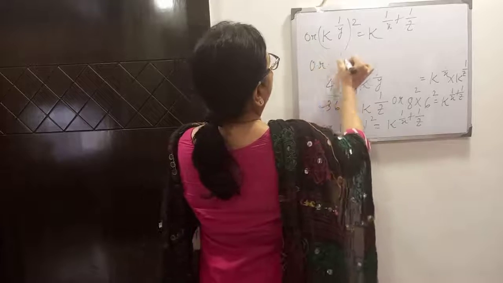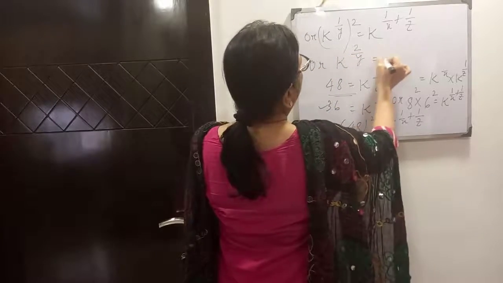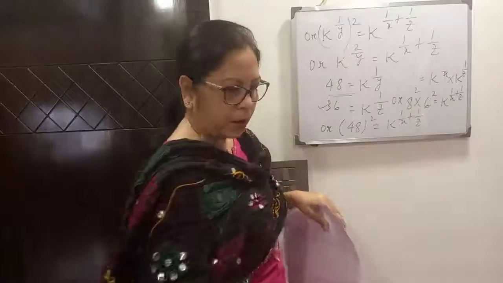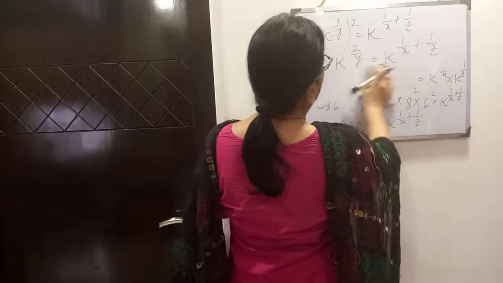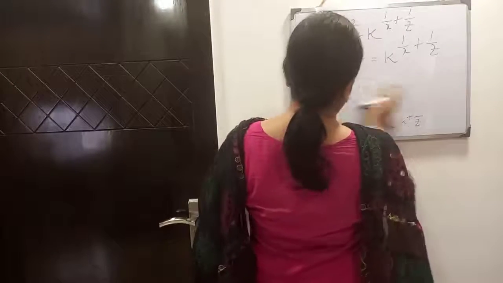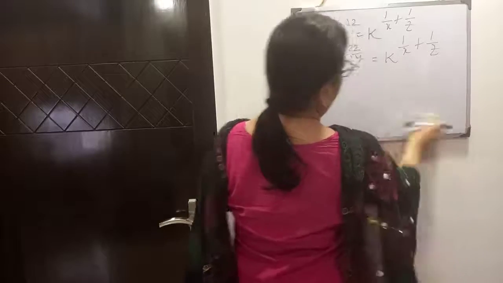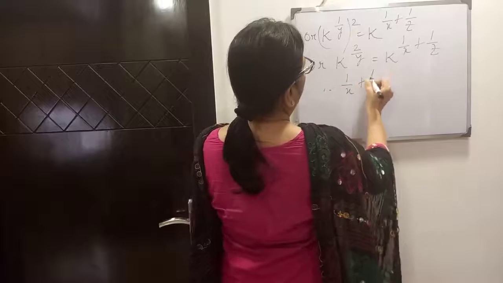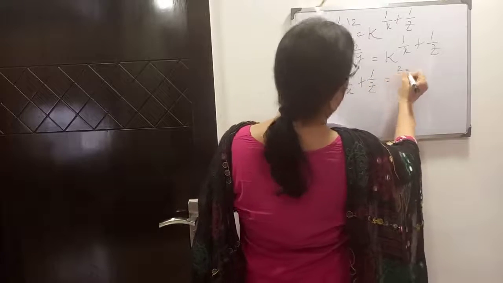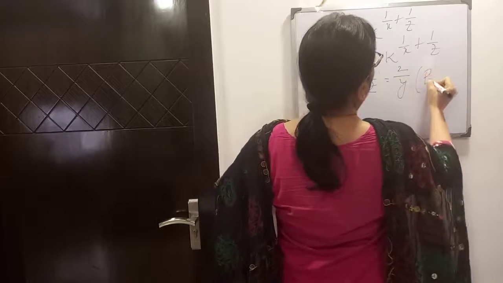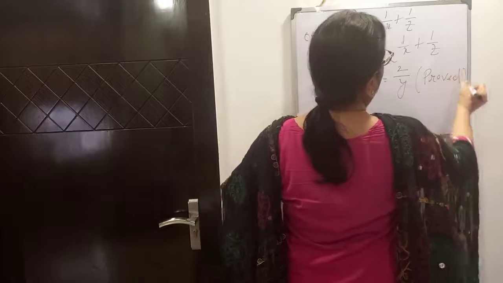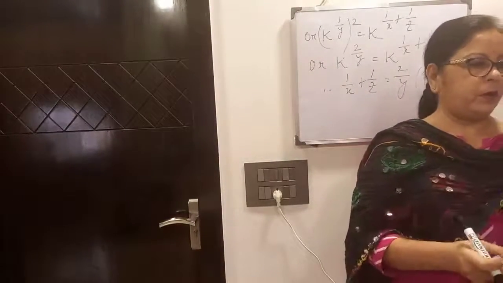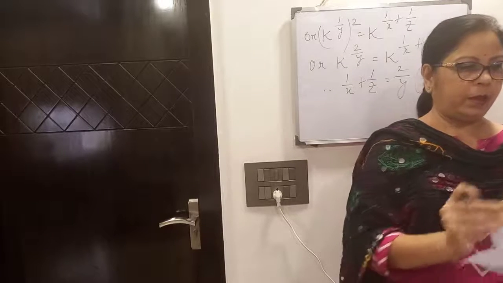So k to the power, open the bracket, here. Now see, both sides the base is the same, therefore we can equate the powers. Therefore, we can write from here 1 by x plus 1 by z equals 2 by y. This we have to prove. Clear? And this one we will practice. It may come in a 3 marks type question. Clear? Then next one.